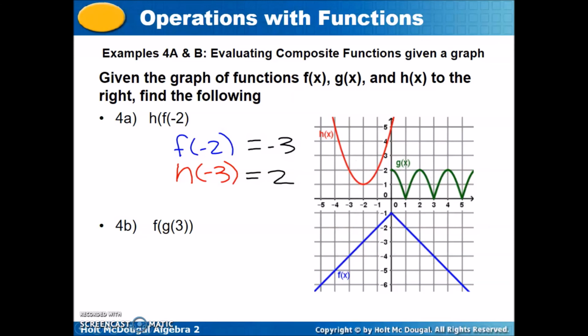For our next one, we're looking at g of 3. So our g graph again, g of 3. At 3, what do we have? Again, we have 0, don't we? Y'all see that? That's our 0. So our output will be 0. And then we've got our f graph, right? Our f graph is the blue one. So when we put 0 in for f, what do we get out? We put 0 in for f, we get -1 out. Okay?